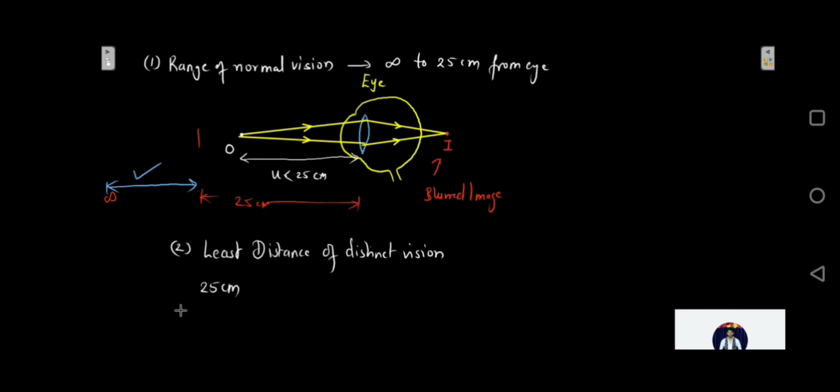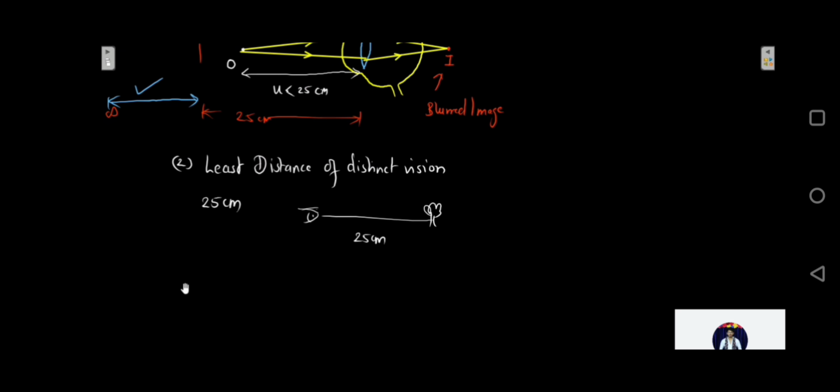So 25 centimeter is the least distance of distinct vision, wherein it is the minimum distance from the eye. Supposing your eye is over here, and the object is lying over here, that is 25 centimeter. This is the minimum distance from the eye to see the object clearly and distinctly without any strain on the eye. So that becomes the least distance of distinct vision. The third point is the near point.